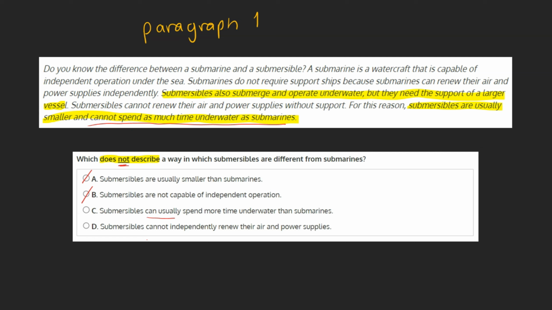D. Submersibles cannot independently renew their air and power supplies. The text tells us that submersibles cannot renew their air and power supplies without support. Because this can be backed up in the text, this can be marked as incorrect, and C, submersibles can usually spend more time underwater than submarines, can be marked as our final answer.